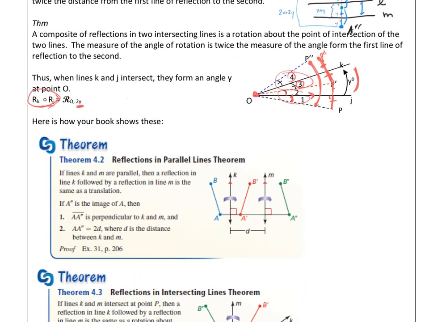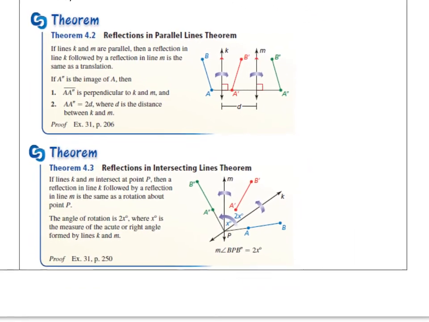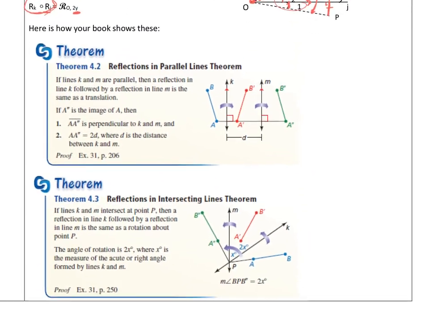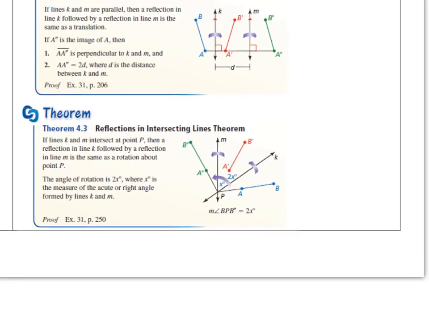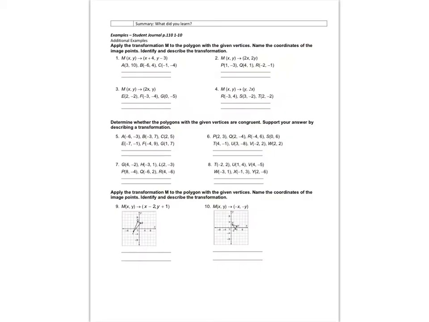Let's move this up. Here is how your book will show these in Big Ideas, and that same one right there. So it'll be twice whatever they're calling this angle x, twice whatever it is right here, and they're calling this distance d, and it'll be twice whatever that distance is. So I showed it to you just a little bit different so you have a second way. Let's move on to the next page.